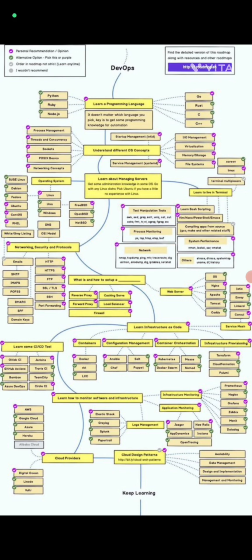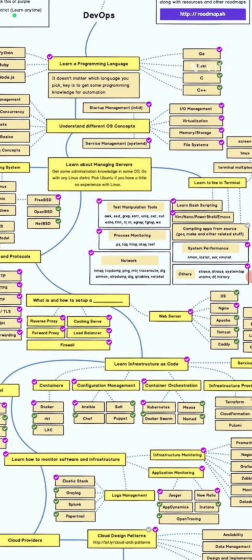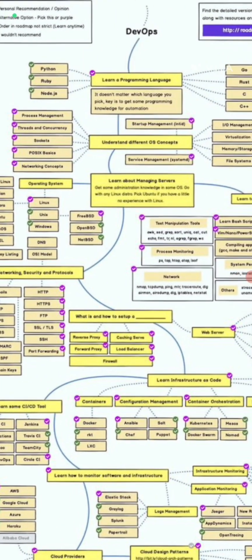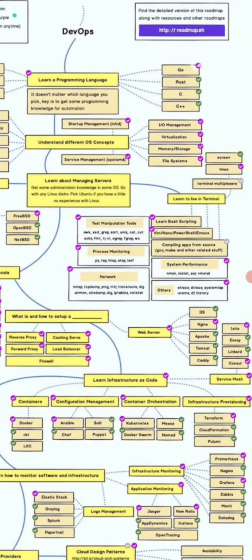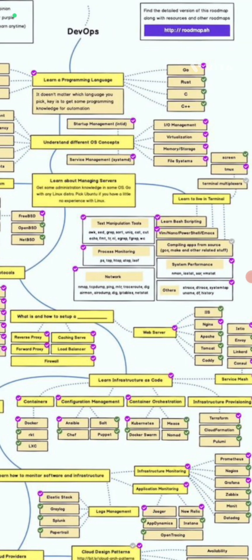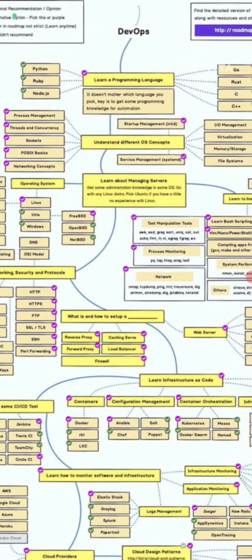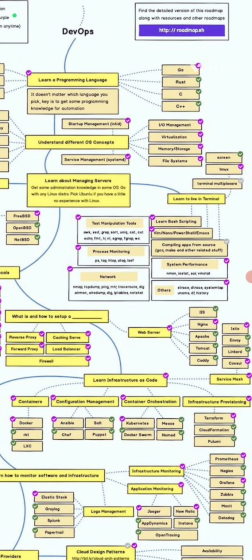So first of all, you have chosen your programming language. There, you have developed your application. There are so many programming languages like Python, Ruby, Node.js, Go, Rust, C, C++. So these are the programming languages. After that, you have developed all your tools.